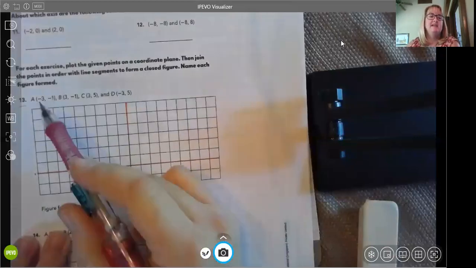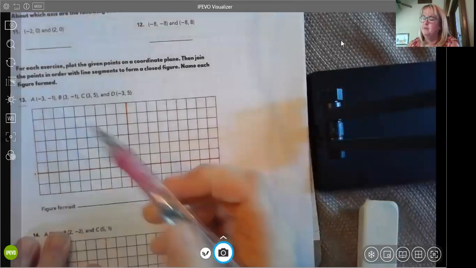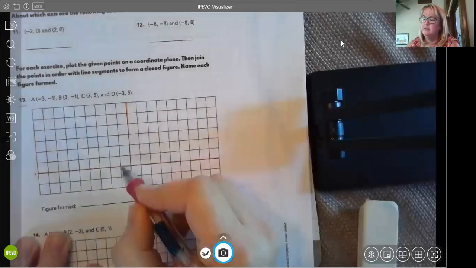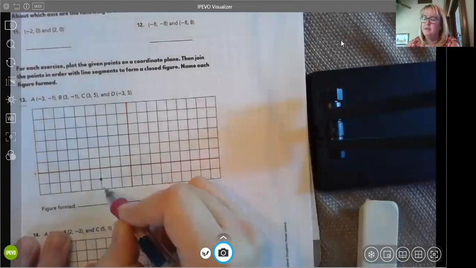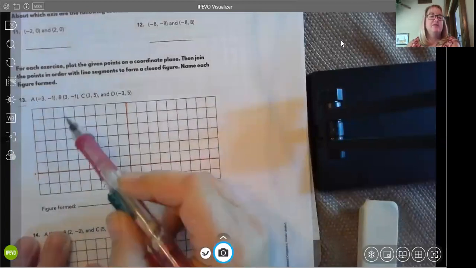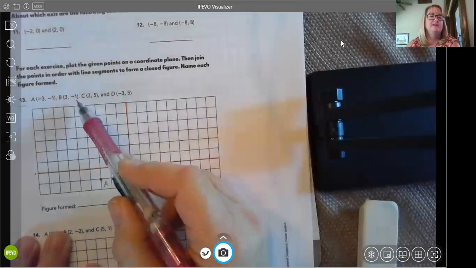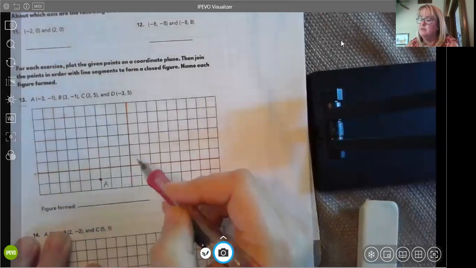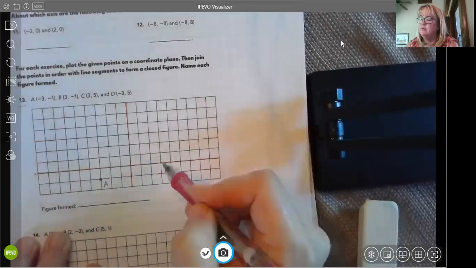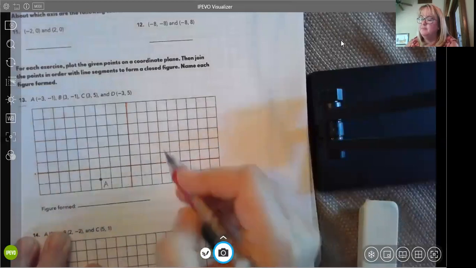All right. So next we are going to graph our points. A says negative 3, negative 1. So back 3, down 1. We're back 3, down 1. We're going to call it A. B is 3 and negative 1. So now we're going to go forward 3 and down 1. So forward 3, 1, 2, 3, down 1. This is B.